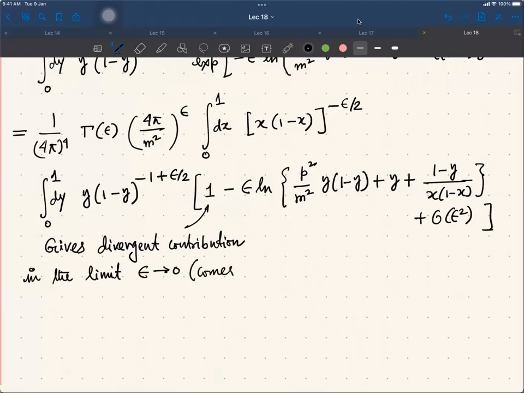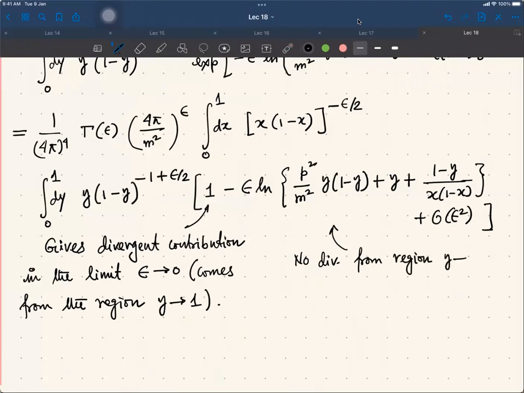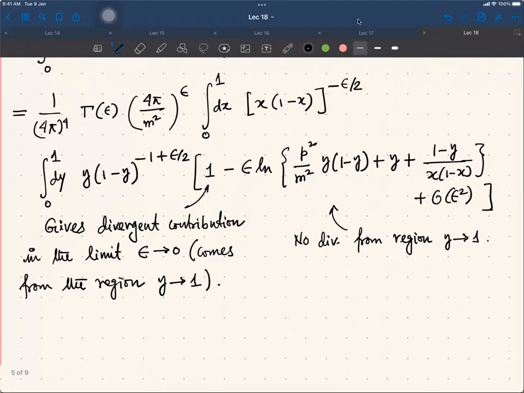Which comes from the region y going to 1, and no divergence from here, because the integrand goes as 1 minus y to the power minus 1 plus epsilon by 2 times log y.